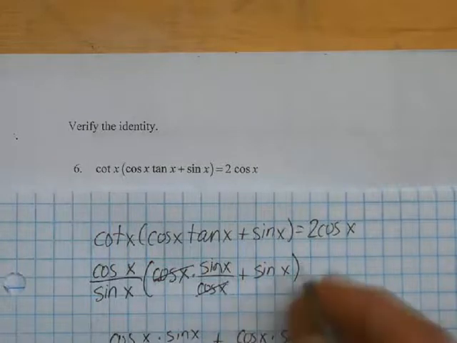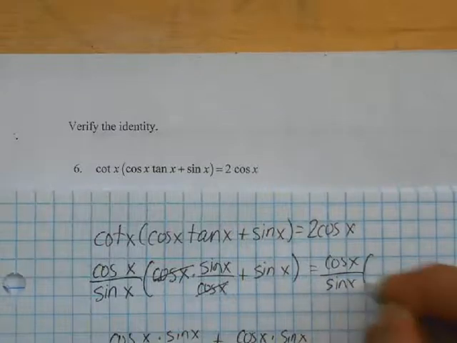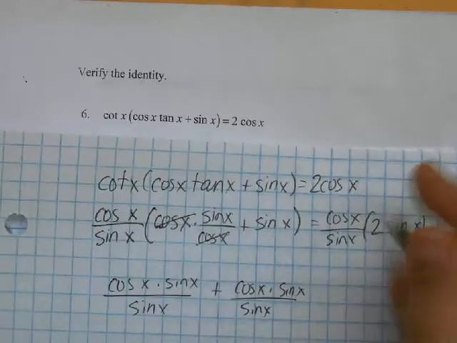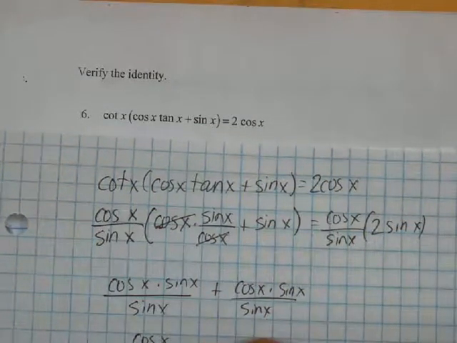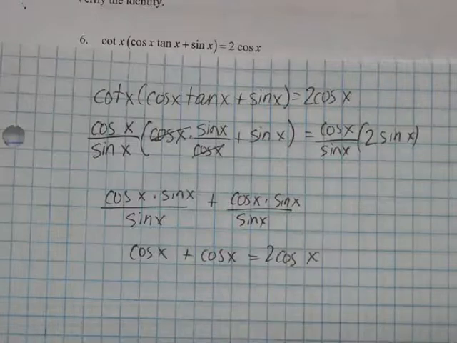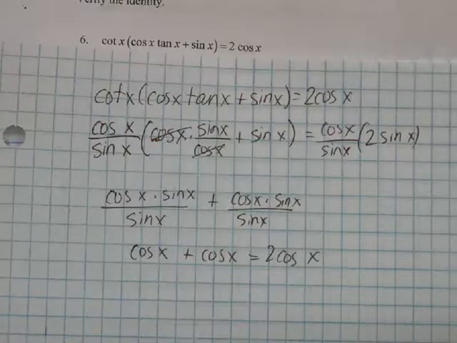And yes, we could have rewritten that as cosine x over sine x times 2 sine x. That would have been okay. So here we get cosine x plus cosine x, which is equal to 2 cosine x. And that will be it for part 1. We'll start with number 7 in our next video.